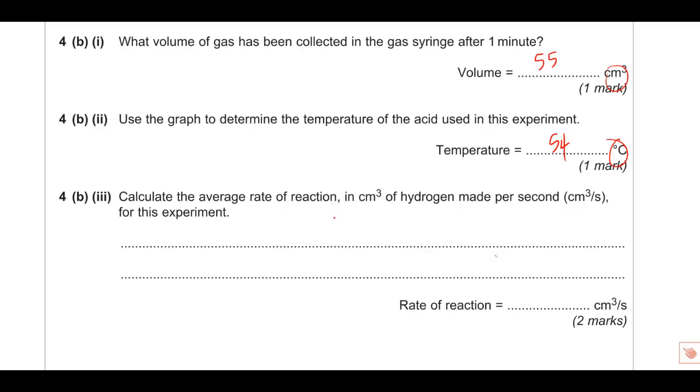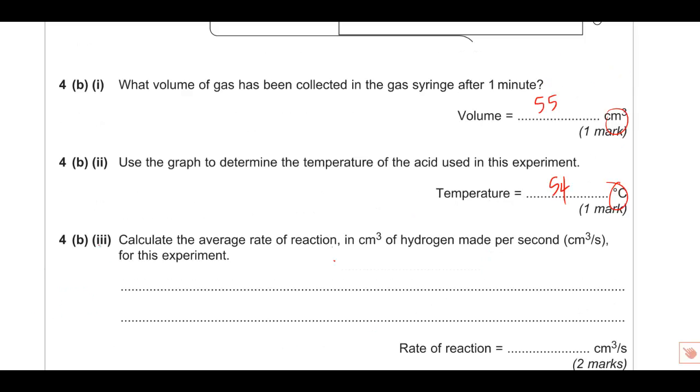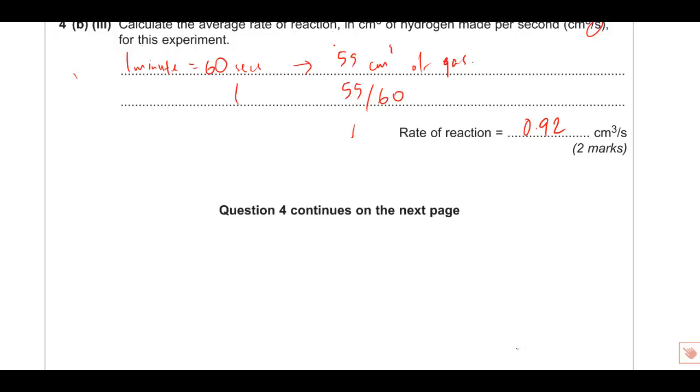Calculate the average rate of reaction in centimeters cubed of hydrogen made per second for this experiment. Well, we're still talking about this experiment right here, where we found that in 1 minute, which remember is 60 seconds, because we're looking to calculate this per second, we produced 55 centimeters cubed of gas. So that was in 60 seconds. Well, how many did we produce in 1 second? Well, in 1 second we did 55 divided by 60. So reasonably easy one. Obviously, if you've got a calculator, you stick that in and you're going to come out with 0.92 as your answer, which isn't too bad of a question to get hold of.